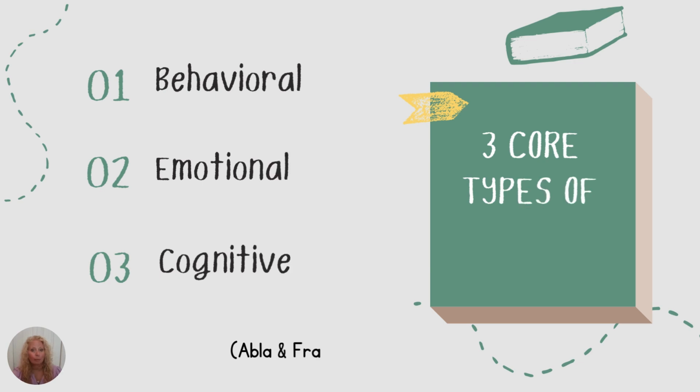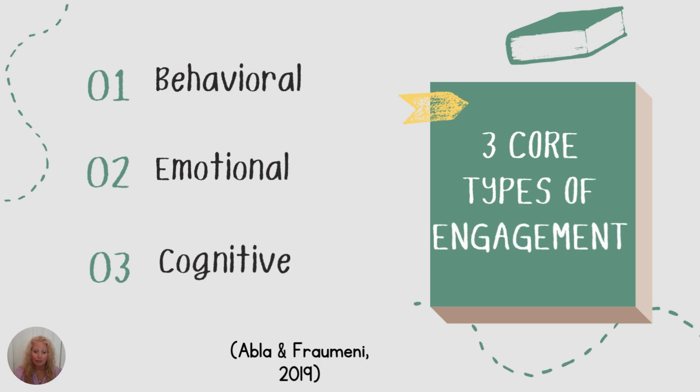Let's talk a little bit more about the 3 core types of engagement. The first one is behavioral. They can show that they're engaged in learning by their participation and their effort. The second one is emotional engagement. This category involves the students' feelings. Do they belong? Are they interested? Do they feel connected? And then cognitive engagement is, do they understand what they're learning? Do they want to know more? Can they connect it to other topics?